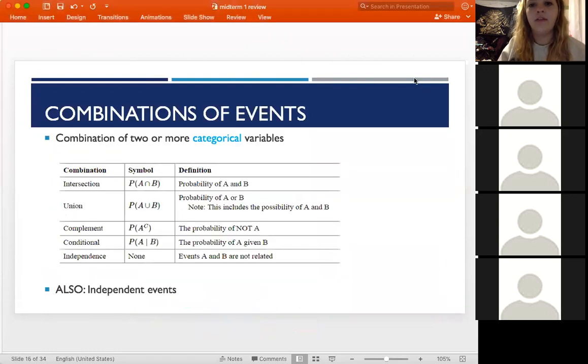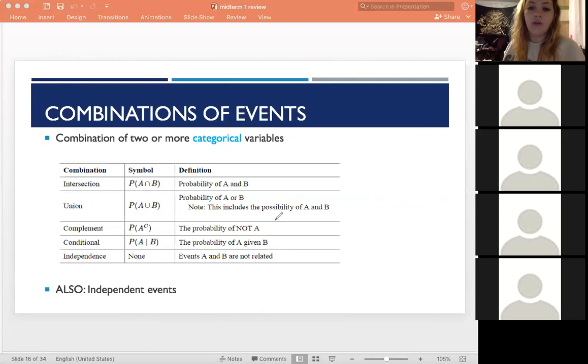All right, what's next? Combination of events. This is when we're talking about different events. Often we just use A and B for examples, and then the probability of them happening together or otherwise, depending on which one we're talking about. In the other videos, we go a little more in depth into these.